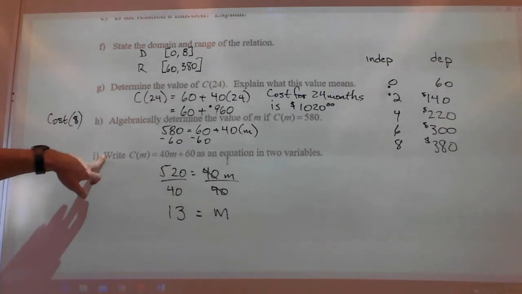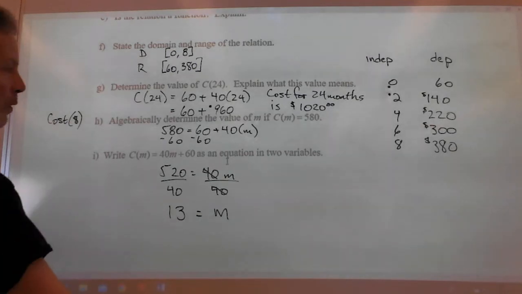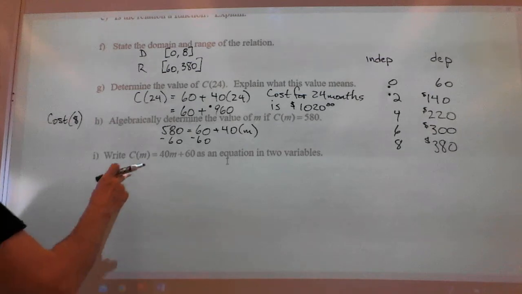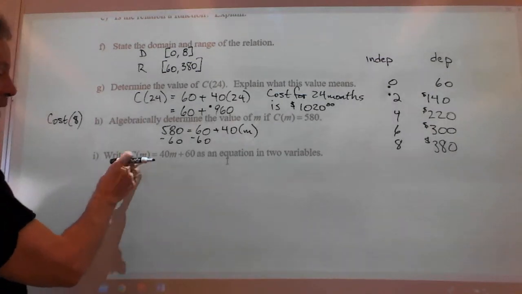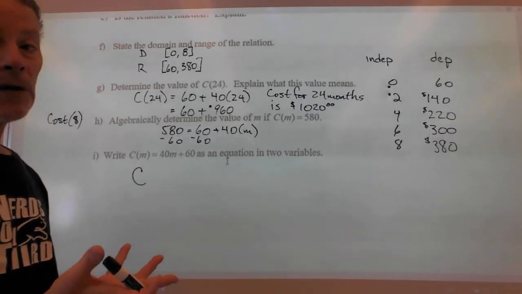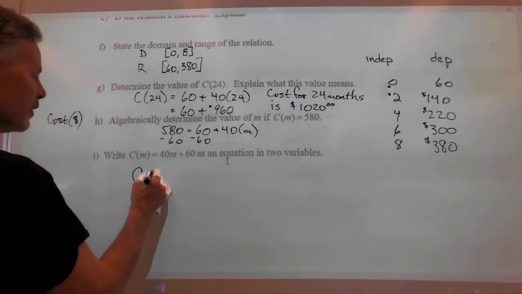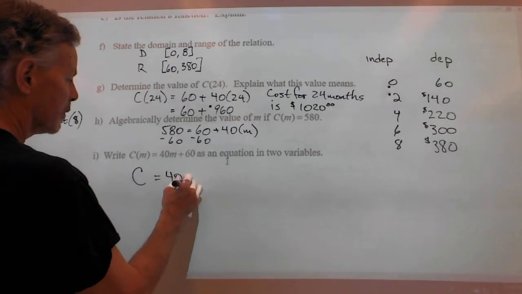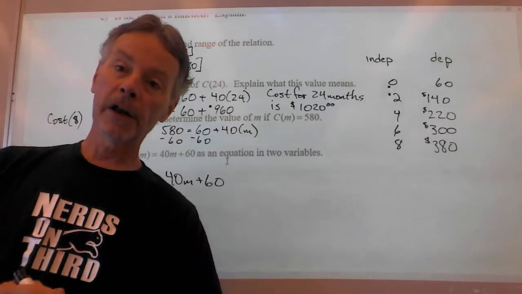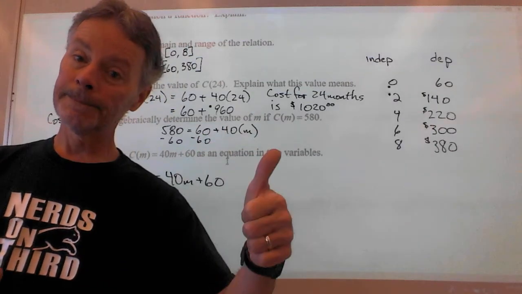Finally, write C at M equals 40M plus 60 as an equation in two variables. Nothing could be easier. Just replace your function notation on the left with a regular old variable. We'll use C because we're talking about cost. C equals 40M plus 60. We're done. You are now prepared for your test.